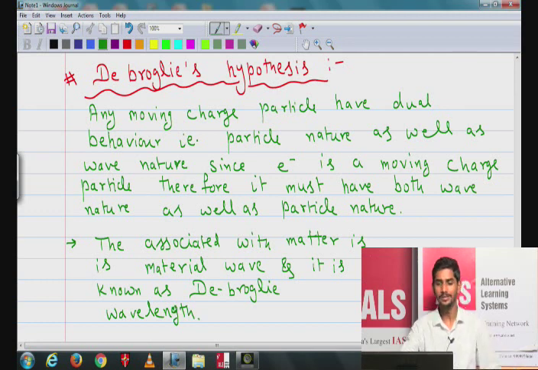Okay, so guys, this is the theory of the de Broglie concept. De Broglie has simply said that any moving charged particle has dual behavior. So electron is also a moving charged particle, therefore it should also carry the dual behavior. That's it, nothing else. So is it clear to everyone?